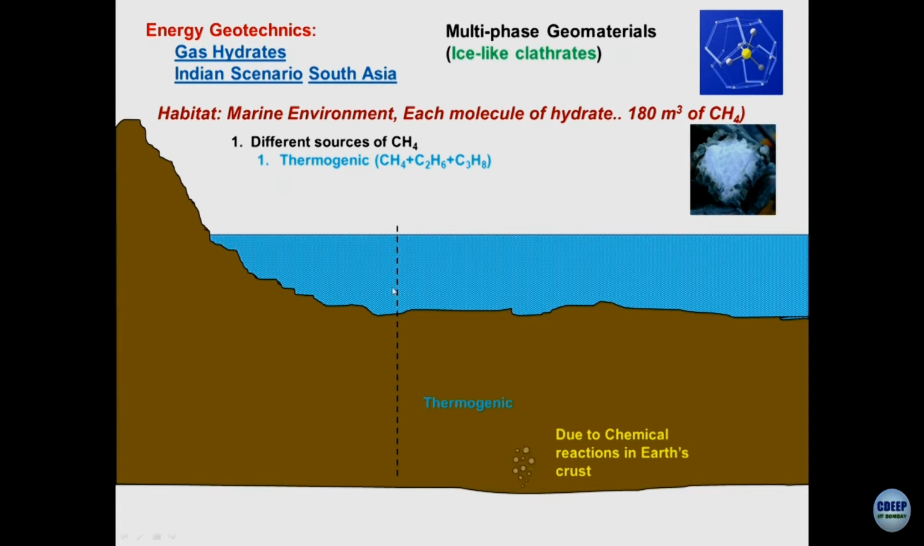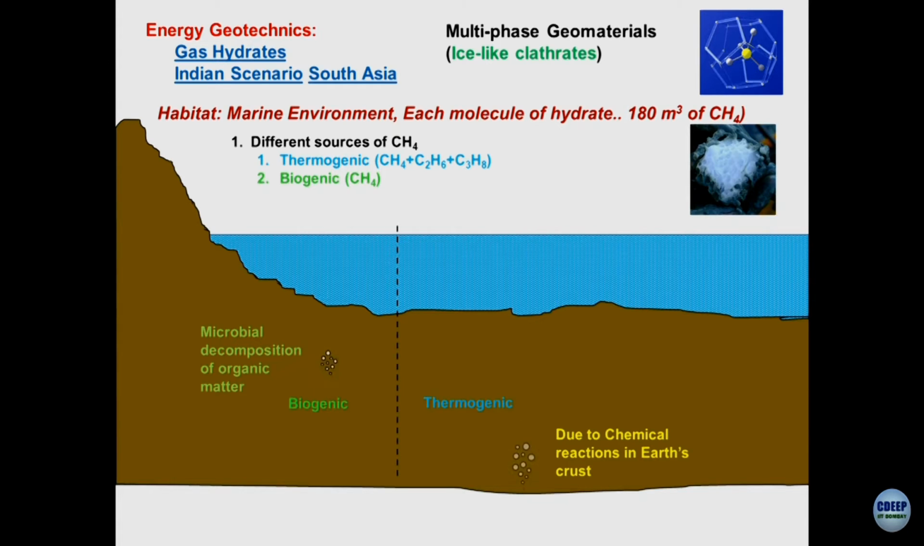Normally, this type of process occurs in the deep seas. I have drawn a line over here which shows the depth of the water column. So, under deep sea conditions, normally thermogenic processes occur. There is a second situation which is known as biogenic methane gas. Biogenic methane gas is a pure form of the methane.